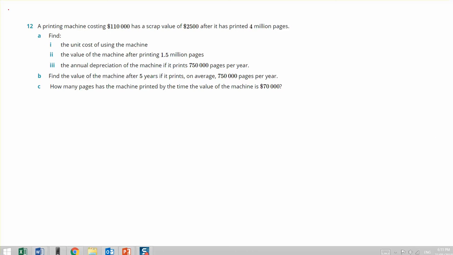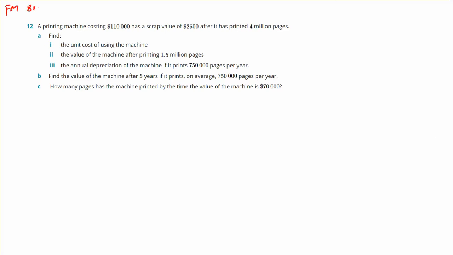For Year 12 Further Maths, we're going to look at question 12 from exercise 8D. Now, it's another unit cost depreciation type question, and we're looking at a printer, okay? So, perfect, because printers lose their value not because they're 10 years old, but because of the amount of paper they print generally. So it's similar to the value of a car.